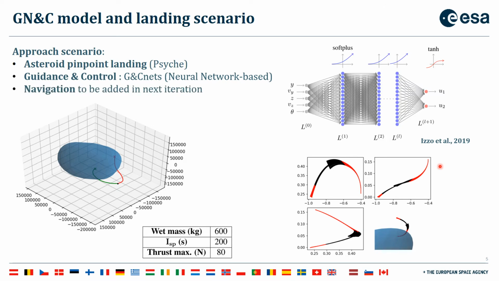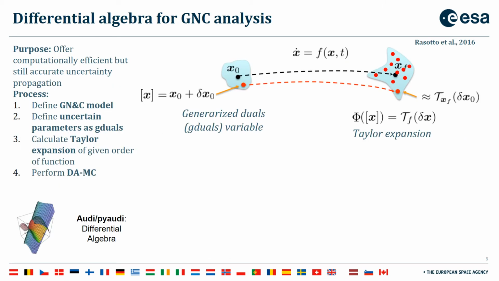For the navigation function, we are currently working on it, and it will be added in the next iteration of this work. So here we'll focus on the guidance and control function with the GECNets. To demonstrate the application of differential algebra for GN&C analysis, the point here is to offer a computationally efficient but still accurate uncertainty propagation method.